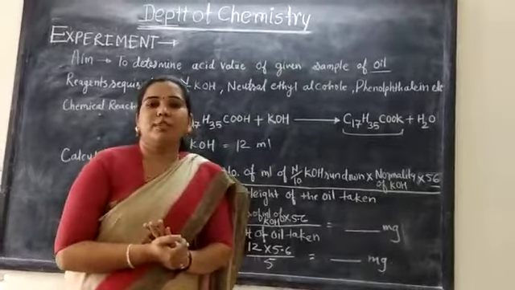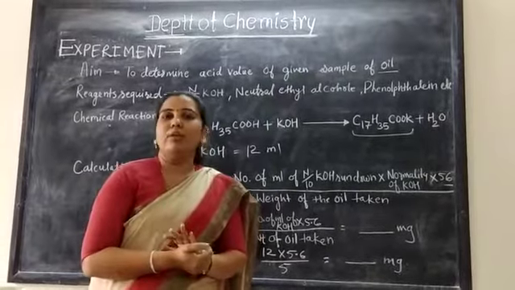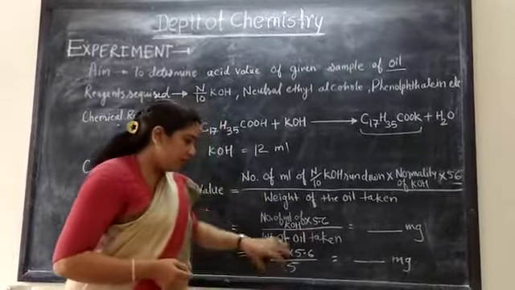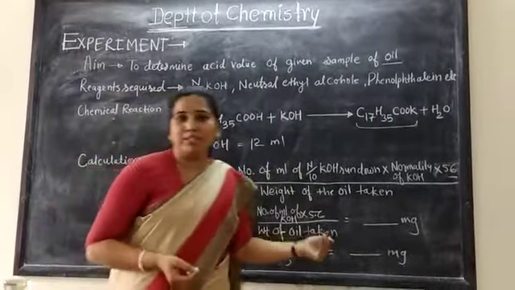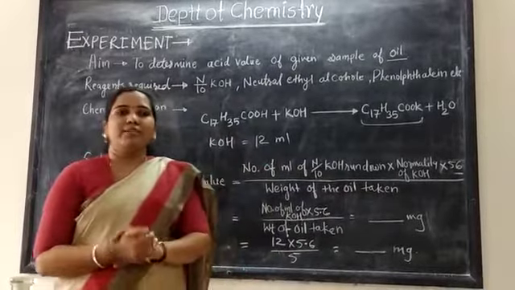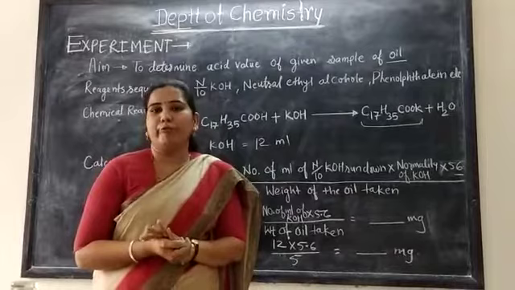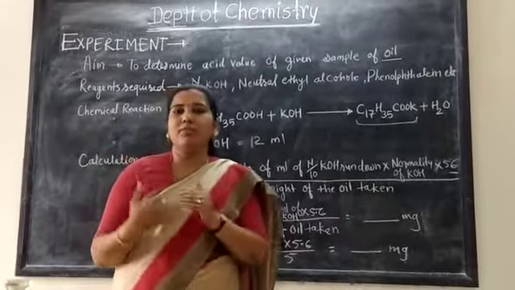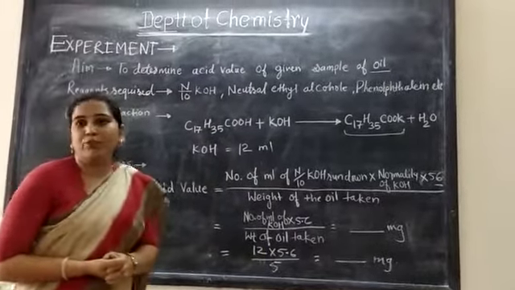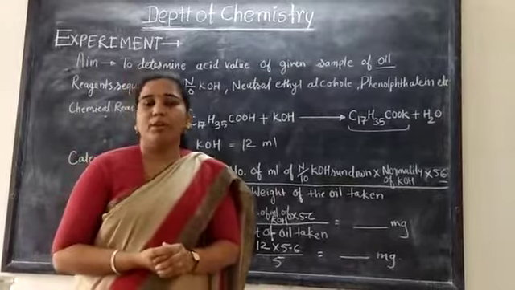So students, why do we calculate the acid value of lubricating oil? It is because when the acid value is more than 0.1 milligrams per gram, the oil is not useful for the engine of vehicles. So for that we generally calculate acid value, and in this way we have performed the experiment of determination of acid value of the given sample of lubricating oil. Thank you very much.